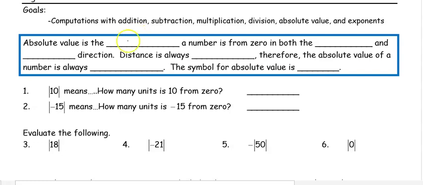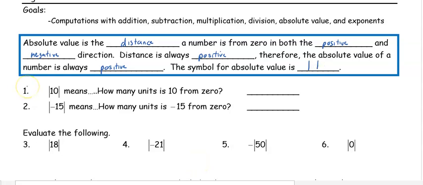Absolute value is the distance that a number is away from zero, both in the positive and negative directions. Remember that distance is always going to be a positive number. Therefore, the absolute value is always going to be positive. The symbol for the absolute value is 2 straight bars.